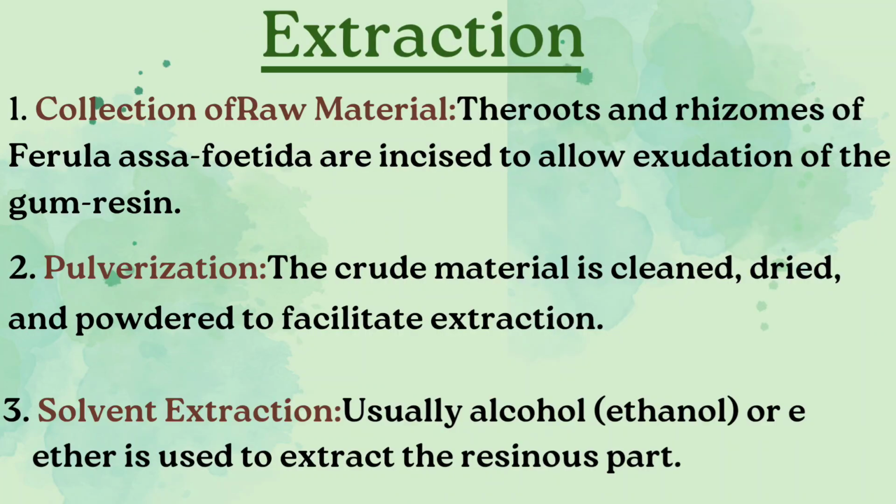Then extraction. Many steps are involved in extraction of asafoetida. Firstly, collection of raw materials. The roots and rhizomes of Ferula asafoetida are cut to allow exudation of the gum resin. Then pulverization. The crude material is cleaned, dried and powdered to facilitate extraction. Then solvent extraction. Usually alcohol or ether is used to extract the resinous part.